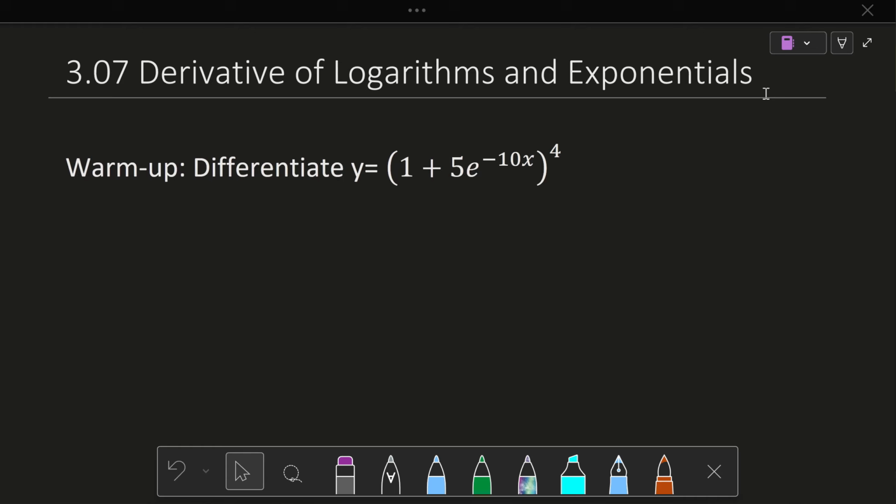All right, so we saw taking the derivative of e to the x, which is a very special exponential function, and we saw how to take the derivative of ln x, which is a very special logarithm. So today we're going to talk about just generic logarithms and exponential equations and how we do that. But first, let's try to differentiate the function I've given to you below.